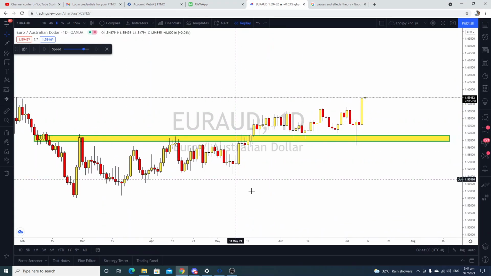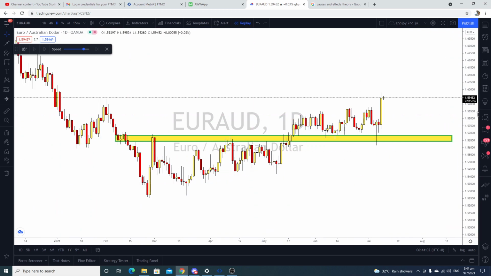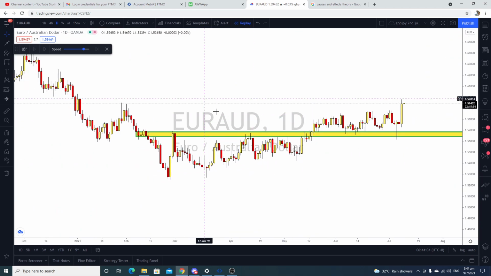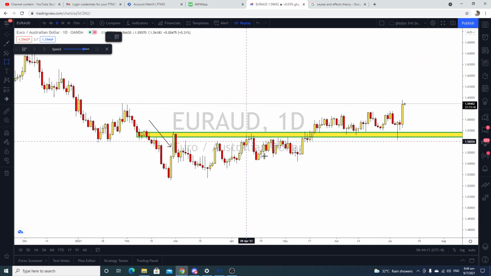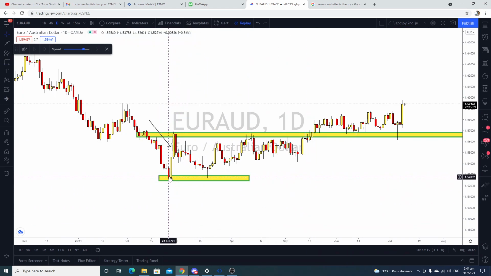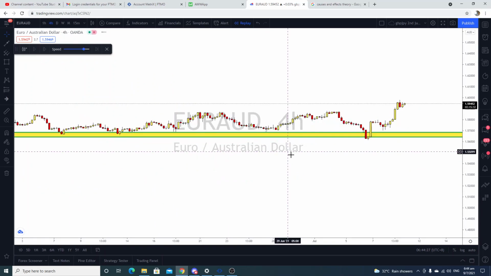Okay, in this case for Euro Aussie, right? If you look at this, this is the effect. What is the effect? Where does this effect of pushing up come from here? There's a bank pushing the price up. Financial institutions, big boys pushing the price up after a move down. Okay, buyers are in control. Drop base rally in the 4 hour.